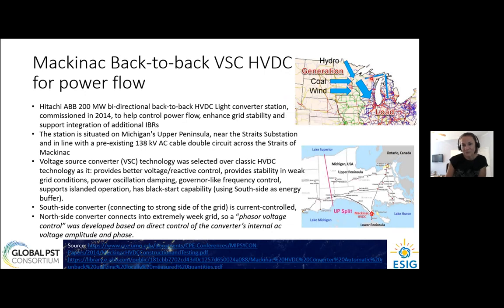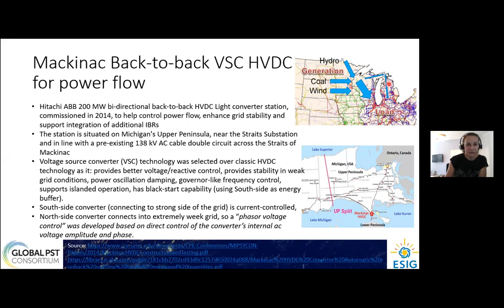Thanks, Deepak. So this upper side of the peninsula here is called the Upper Michigan Peninsula, and then the lower side is here. The lower side has a much stronger grid, and the upper side has very little population and weak grid conditions. So this back-to-back HVDC converter was placed between these two, in line with a pre-existing 138 kV AC double circuit.